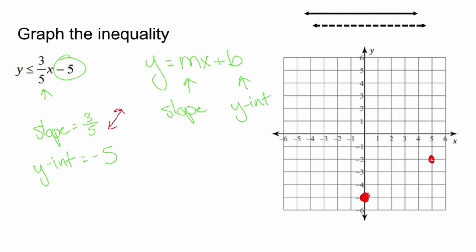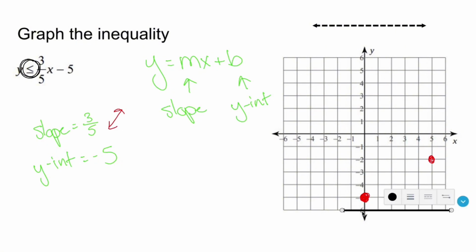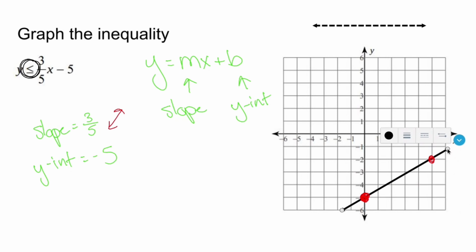Now this is where things get different. With an inequality, there are 2 differences. Difference number 1 is, in both cases, you look at the symbol that you have. If it's or equal to, like this is, you are going to use a solid line because you include the line as part of your answer. The dashed line means you don't include it. The solid line means that you do. So I'm using the solid line because it's or equal to.